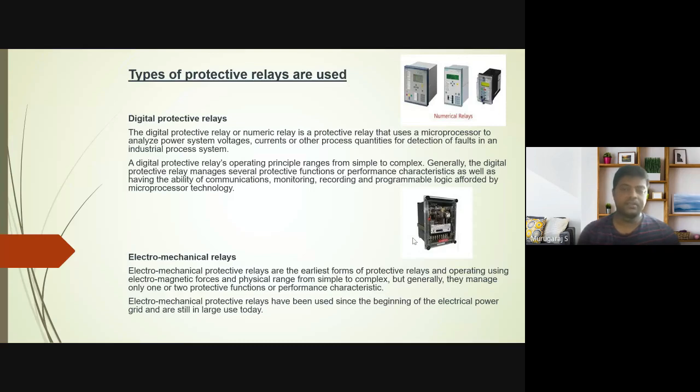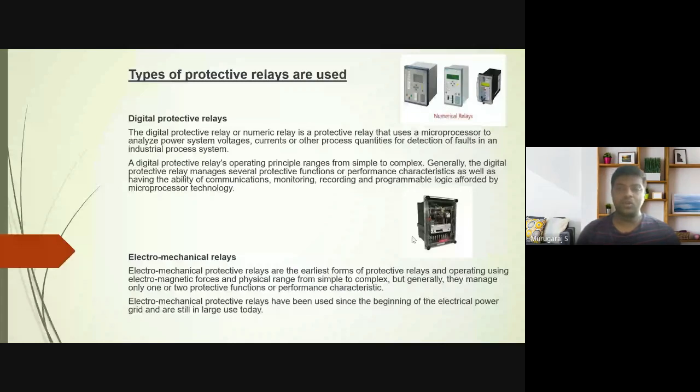Only some minimum protections are available, like overload, short circuit, or earth fault. But in today's world, there are digital protective relays, which are called numerical relays. They use a microprocessor to analyze the power system based upon the voltage and current. It will detect the fault and clear the fault as quickly as possible compared to electromechanical relays.